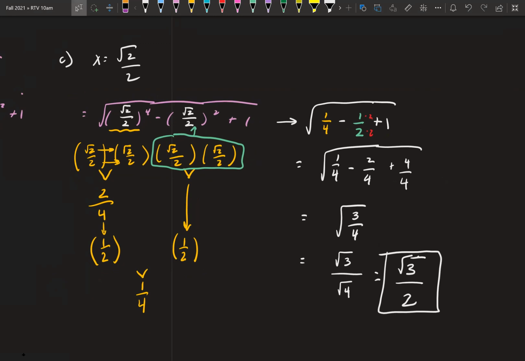All right, what are your questions about A, B, or C? Anything we've done so far? What do you got for me? Where did the 4/4 come from? It came from 1. So since they all need to be 4 denominator, when you have 1, it's just the denominator over itself. Okay, okay.